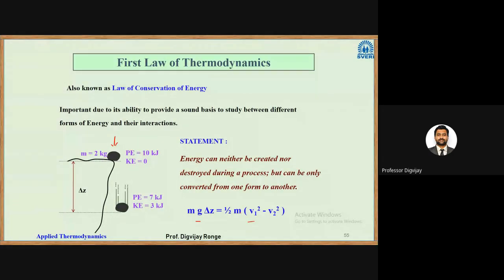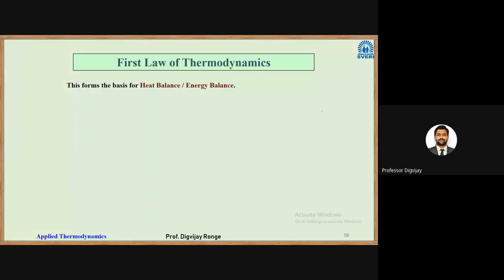We usually use the first law for processes. So we have a statement like Q is equal to W plus U, that is Q from process 1 to 2, W from process 1 to 2, and U is the internal energy. Okay, so this is the statement we generally use for processes. So this forms the basis for heat balance and energy balance.